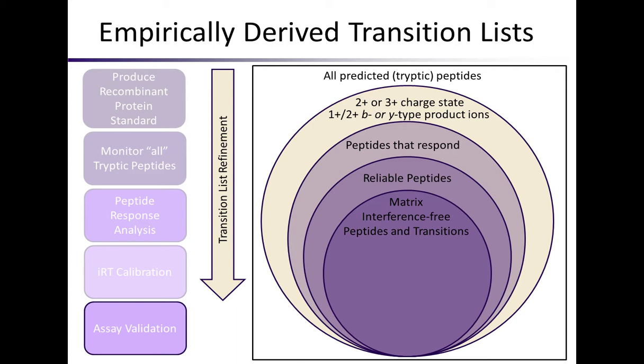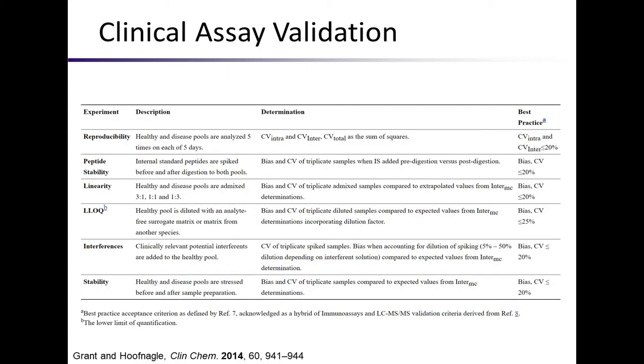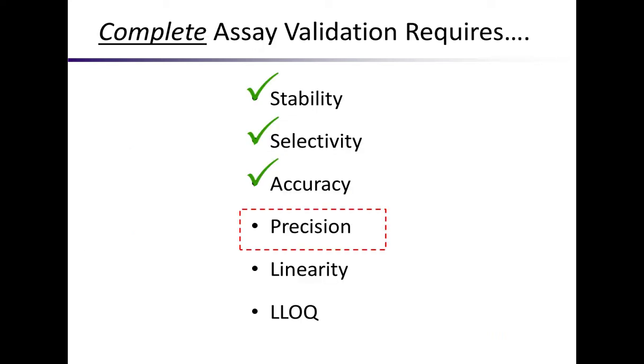All right, so for the last little bit of this talk, I want to talk about assay validation. This is kind of the last spot. We have an assay now, but we have to validate it, or else it's not really worth anything. If we're talking about clinical assay validation, there's 6 points we want to validate: reproducibility, stability, linearity, LLOQ, interferences, and then storage stability, or stability under stress. And what have we done so far? Well, we've looked at the stability, the selectivity, and the accuracy.